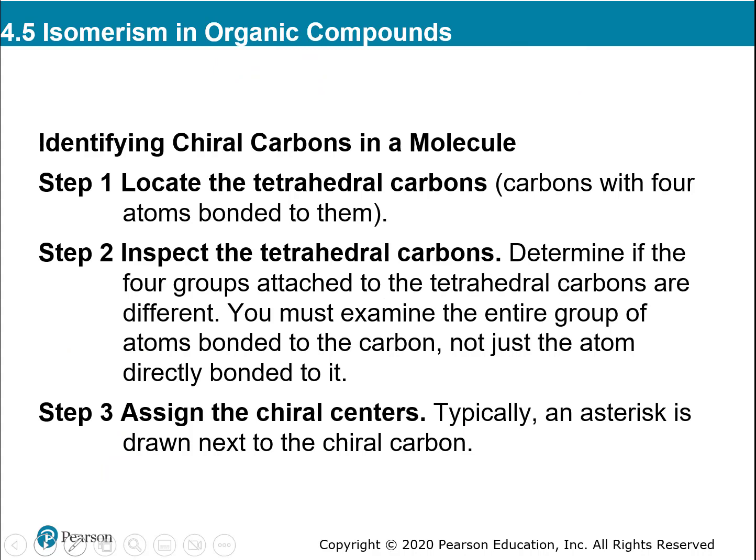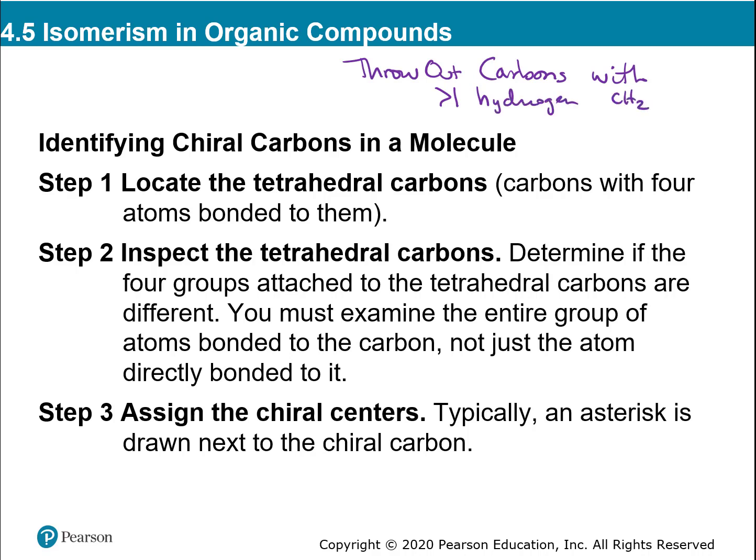So when trying to find a chiral carbon, I find it's easiest just to throw out the ones that it cannot be. If you look at a molecule that has 4, 5, 6, even 10 carbons or more, you look at each carbon. Any carbons with more than 1 hydrogen directly connected, you can throw that out. So if you have a CH2, it can't be chiral. If you see a CH3, it can't be chiral. It can only be a CH maximum.